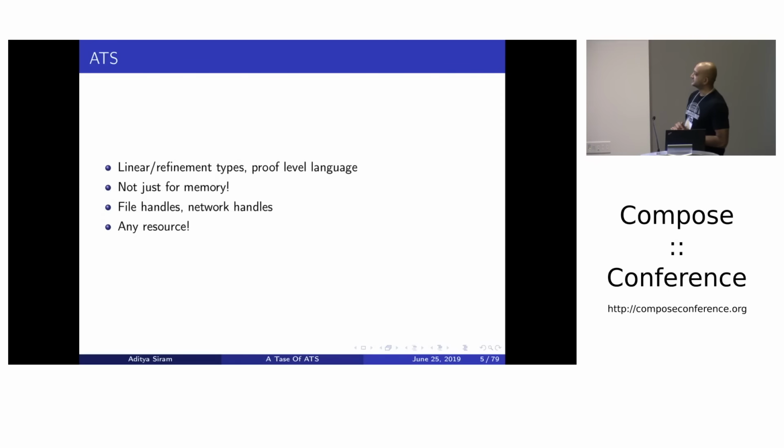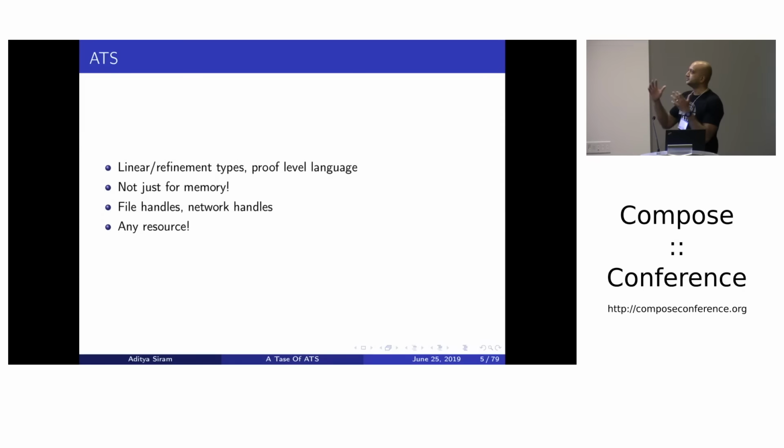And the reason it's able to do that is because it has a very rich linear and refinement type system and a proof level language. And of all of the attributes of ATS, I believe this is the most important because it shows that linear and refinement types are good independent of just controlling memory.